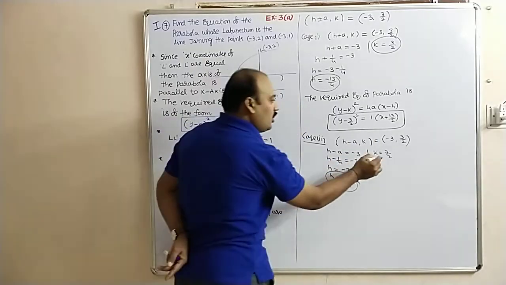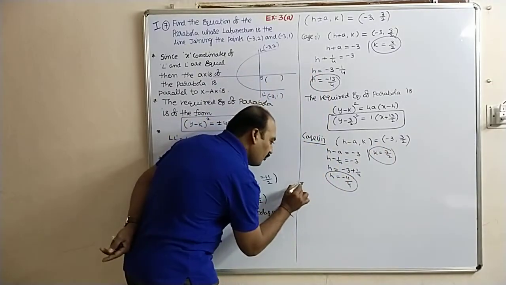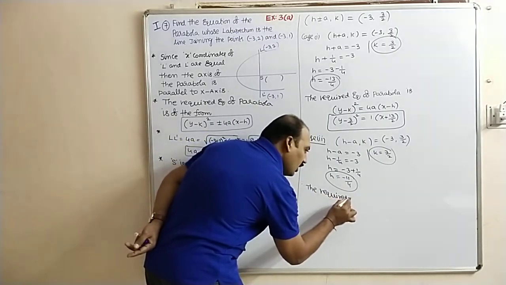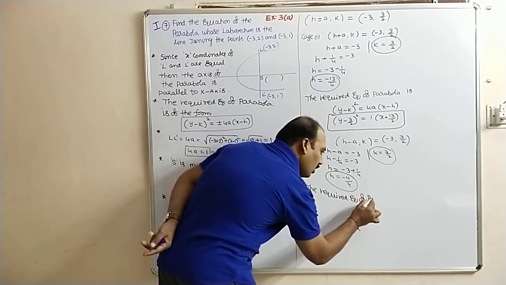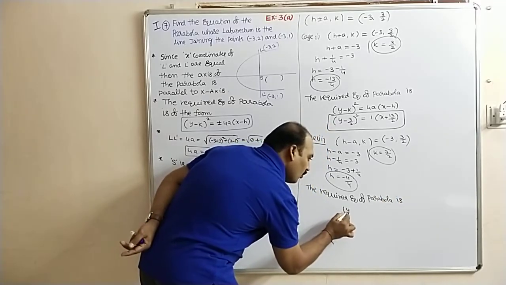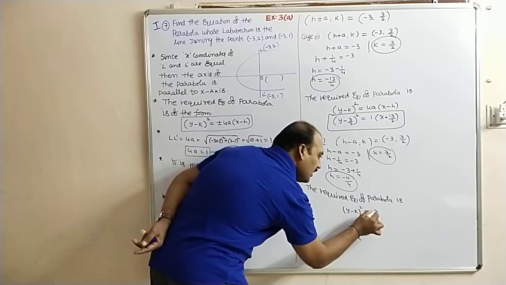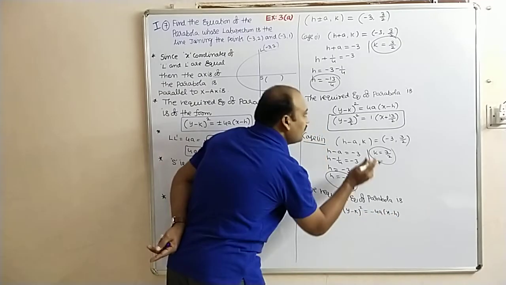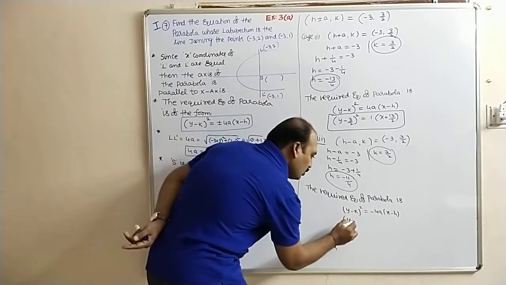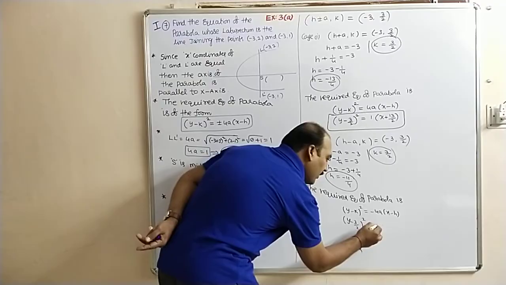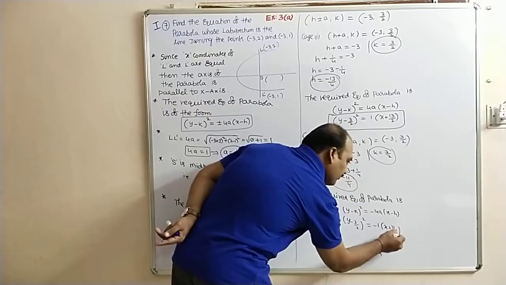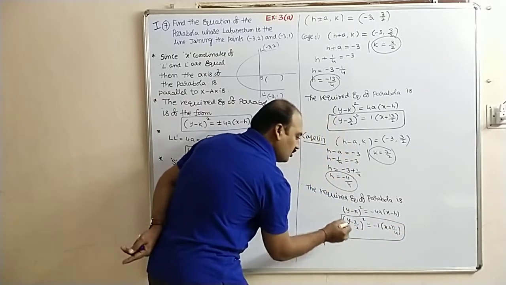Now h value, k value we got it. And the required equation of parabola is y minus k whole square equal to minus 4a into x minus h. Previously I have taken plus, now minus. So 4a value is 1. Y minus k value is 3 by 2 whole square equal to minus 1 into x, h value is minus 11 by 4. So minus of minus, plus 11 by 4, which is the required equation of parabola.